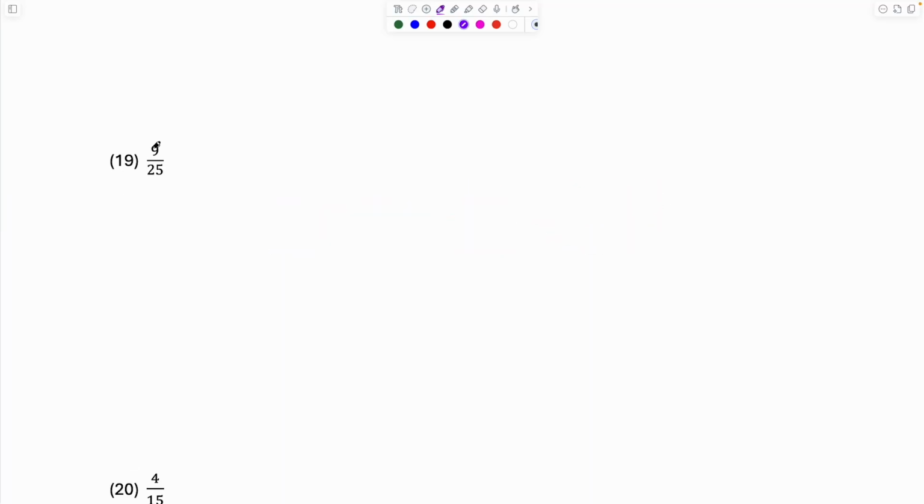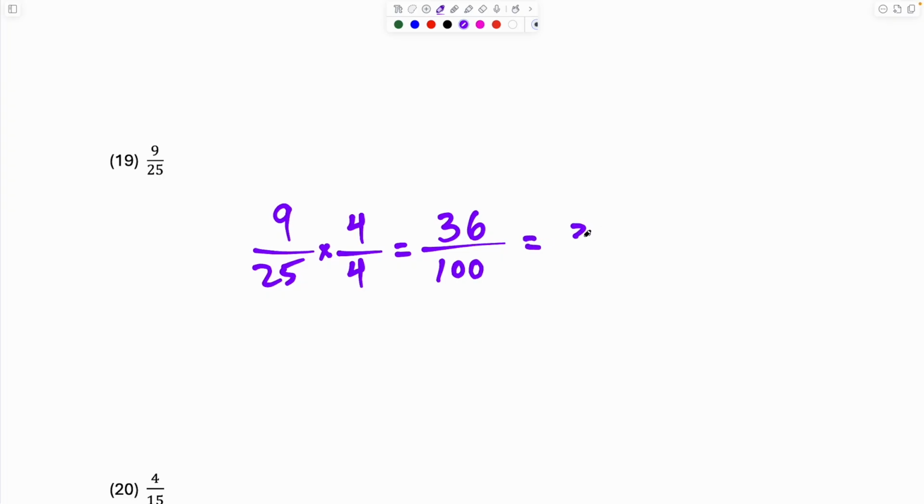Question 19, we have the fraction 9 over 25, and we want to write this as a percent. So we have 9 over 25, and if our goal is to have a denominator of 100, well, in this case, we would multiply 25 times 4. But if we multiply the denominator of our fraction by 4, we have to multiply the numerator by 4 as well. So we get 9 times 4 on top is equal to 36. And when you have 36 over 100, that is equal to 36%. And that's our solution to question 19.